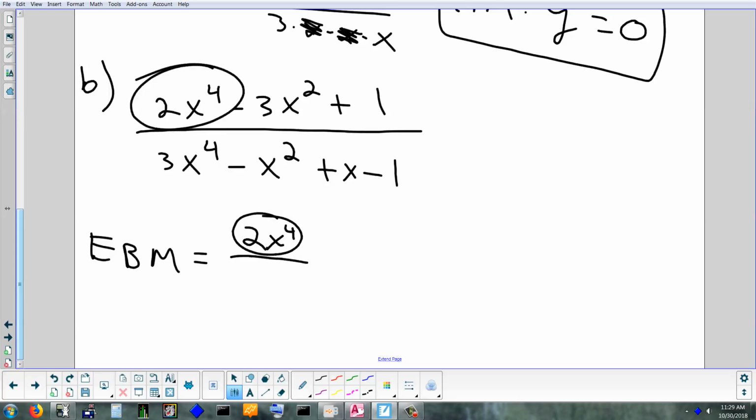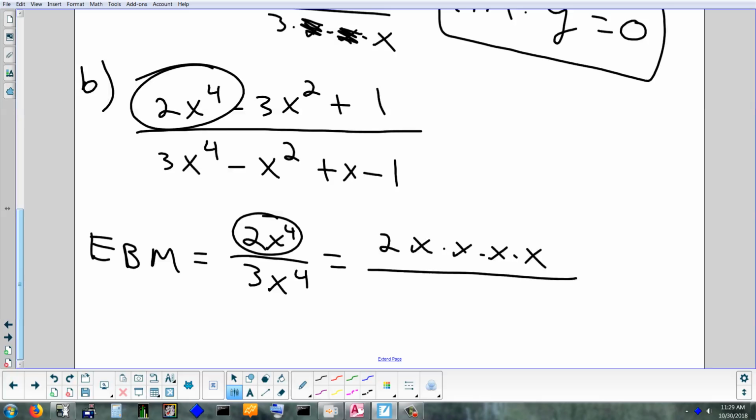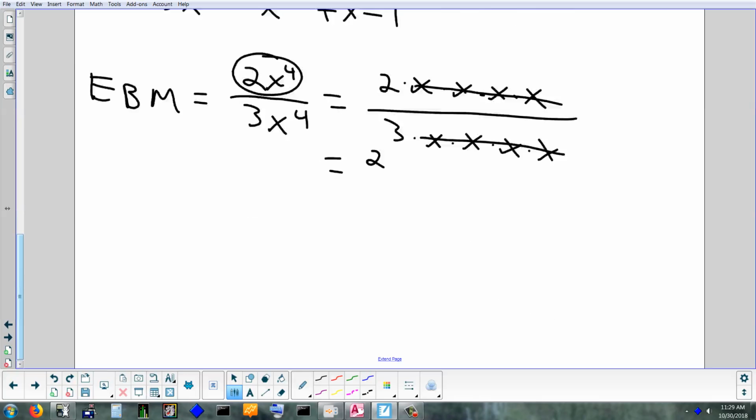How about my highest degree term in the bottom? 3x to the 4th. Again, I have a situation where 2 and 3 don't reduce. 2 over 4 would, but it doesn't here. And now, if you think of it like this, I usually don't write it out like this because I'm just used to doing it, but it kind of helps if you're not used to doing it. How many x's can we cancel from the top and the bottom? All of them. So all you're left with for an EBM is 2/3. So sometimes an EBM has a letter in it, sometimes it doesn't.